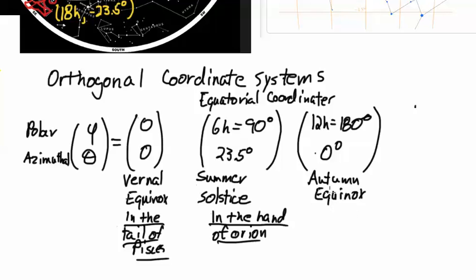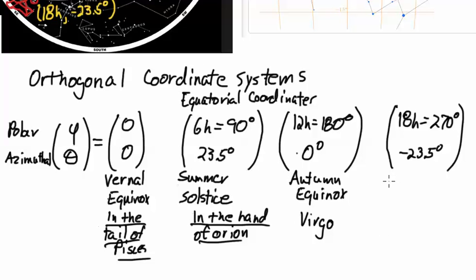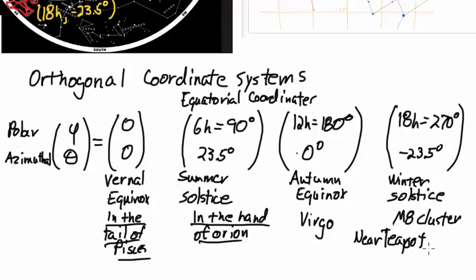Now the autumn equinox I never actually looked for, but it's somewhere in Virgo. I don't think I looked for it in this video. And the winter solstice was actually the M8 Messier object cluster, which was near Teapot. And Galactic Center.